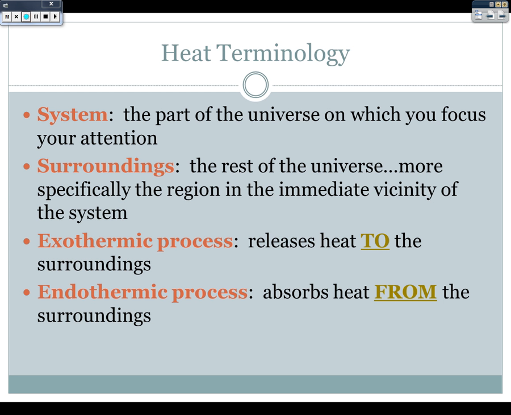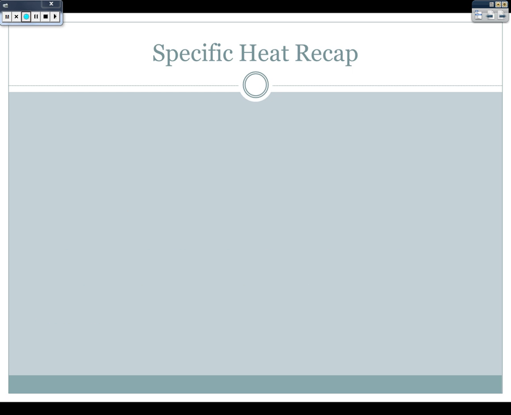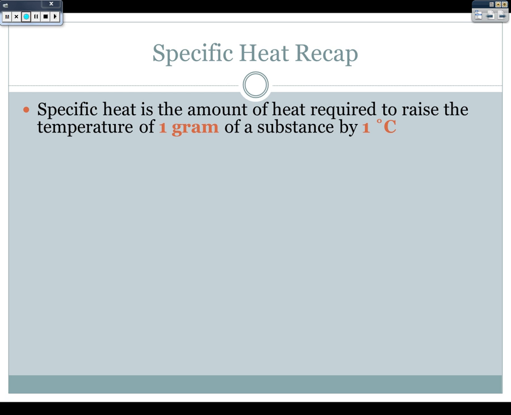Okay, and I know that we're moving really, really fast, and you might have to go back and pause things, but we've got a lot to cover. So let's recap specific heat a little bit. Specific heat is the amount of heat required to raise the temperature of 1 gram of a substance by 1 degree Celsius. And we have written it in the past as Q equals mc delta T.